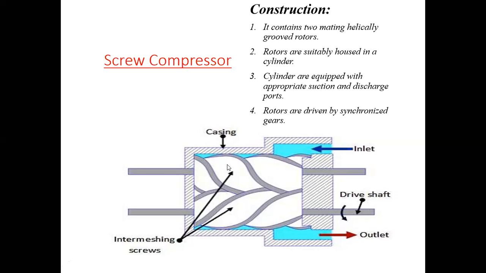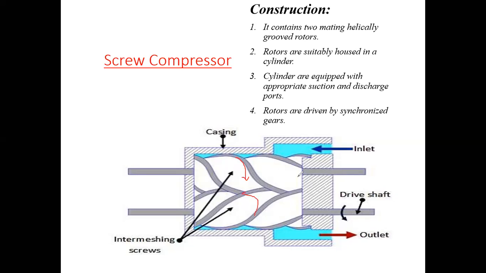Before going to the working, we'll see the basic construction, where we can see the two screws. As we all know, whenever we use any type of screw, as it rotates, the clockwise movement of a screw will tend to move it. Suppose I consider this as screw number one, and this as screw number two.